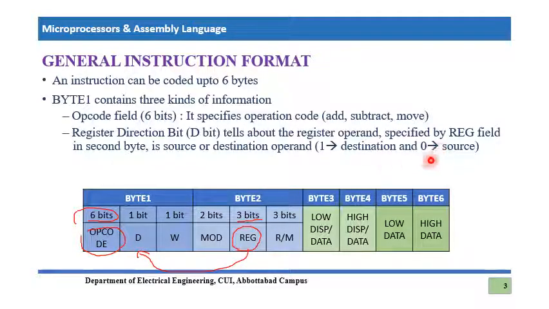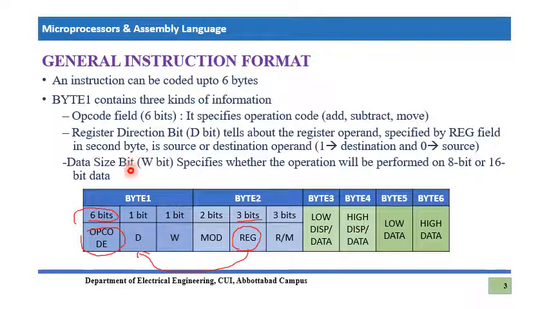The D bit would simply be 0 if we are encoding a register as a source, and D would be 1 if we are encoding a register as a destination. We are going to see these things in detail. In summary, D can be 1 or 0, and it depends upon the register in the reg field. The reg field encodes a register. If that register is the source operand, then D will be 0, and if the reg field encodes a destination register, then D will be equal to 1.